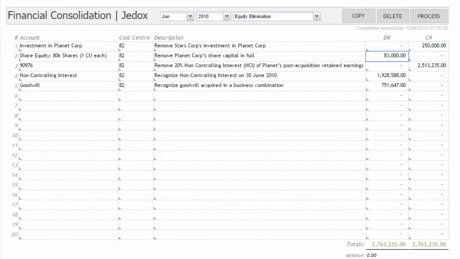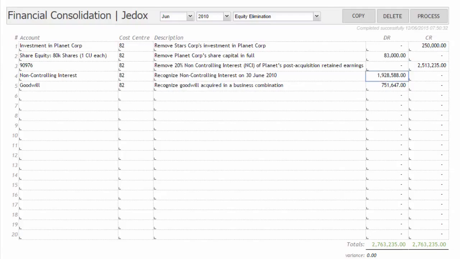Step 2 is eliminating the share equity, the share capital on Planet Corp's balance sheet in full. Step 3 is that we need to eliminate 20% of the non-controlling interest on Planet Corp's post-acquisition retained earnings. So as I said at the start, Star Corp has owned Planet Corp since incorporation. So we don't have to worry about the post-acquisition apportionment of the retained earnings. All we need to do is eliminate 20% of the total retained earnings from the balance sheet. So this is the step here.